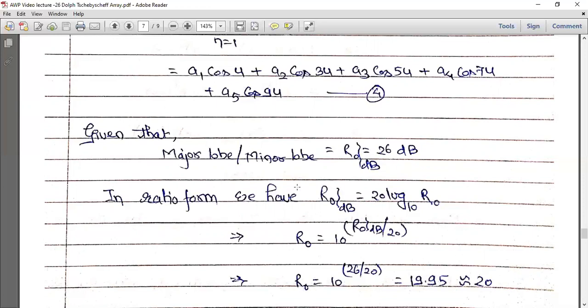If you want to convert voltage ratios to dB, you should use 20 log 10 base voltage ratio. In this particular case, major lobe to minor lobe is actually the voltage ratio, and that's why we use the expression 20 log 10 base R0. R0 in dB is given to you as 26, and R0 is the ratio of the maximum values of major lobe to minor lobe. So R0 is approximately 19.95, or approximately we consider it to be 20.